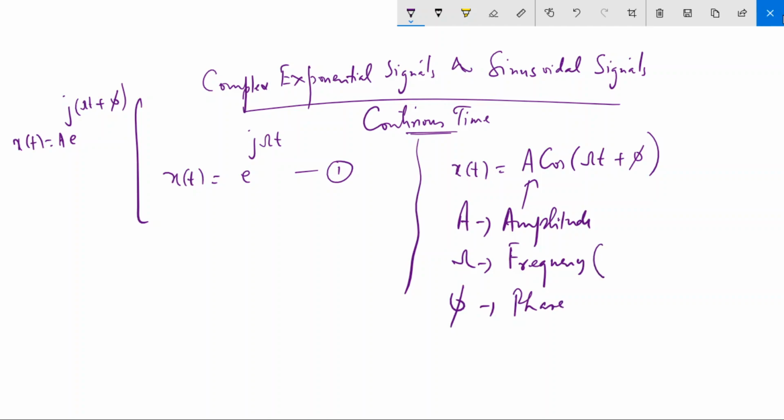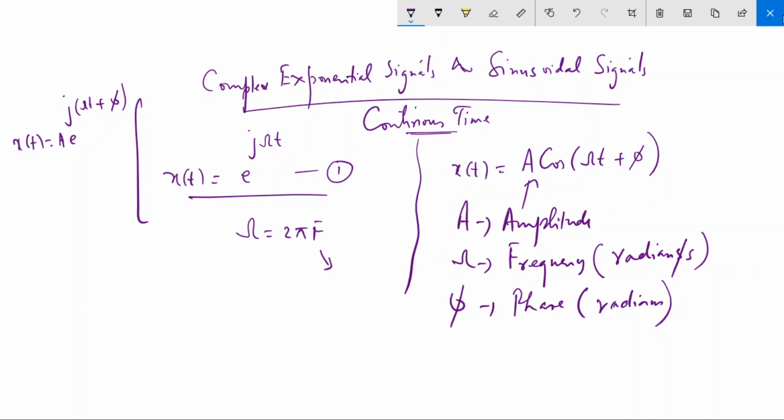The unit of frequency is radians per second, and phase is in radians. For both cases, ω is your frequency in radians per second. And there is a well-defined relation that ω can be written as 2πF, where capital F is the frequency in hertz, or the number of cycles per second, which we call hertz.